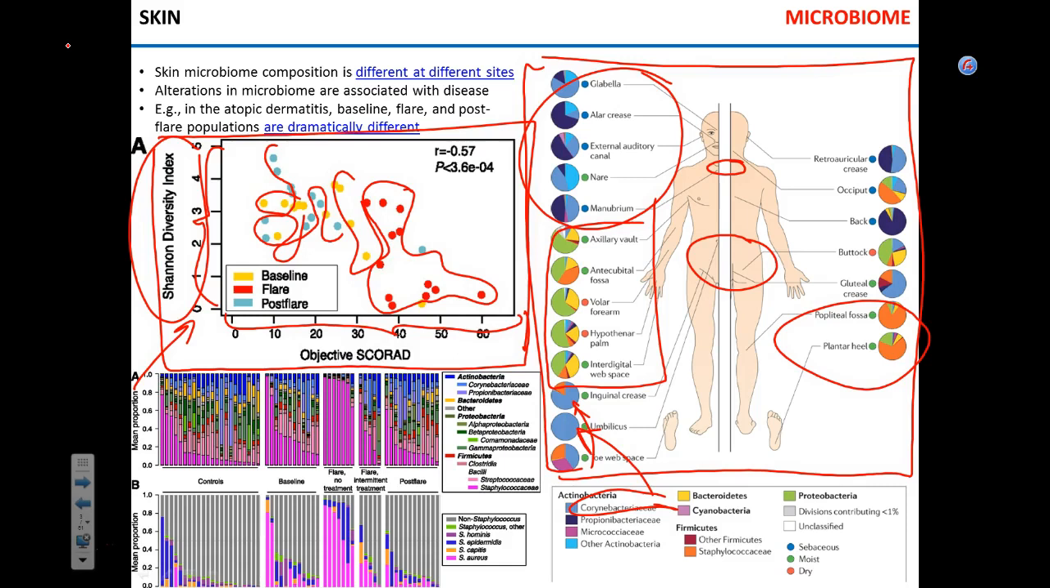Now, does that mean that if you increase the diversity, it's going to heal atopic dermatitis? We don't know. It's not a definitive answer. And if you look at this very colorful image on the bottom, it shows you the relative abundance of different microorganisms on the skin. You see that the majority are Staphylococci, the purple ones, okay? And this is controls.